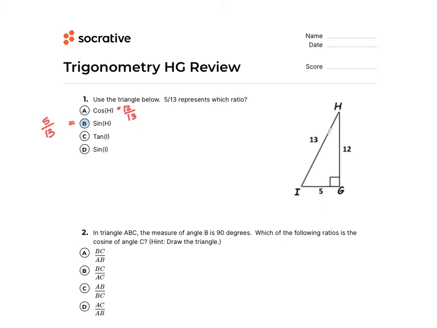Now, the hypotenuse in a right triangle is always going to be the 13. However, the opposite and the adjacent depend on the angle that we need. So tangent of I, for example, is going to be opposite over adjacent. So the opposite is going to be 12 and the adjacent is going to be 5. So 12/5. Now the sine of I is going to be opposite over hypotenuse. So that's 12/13.